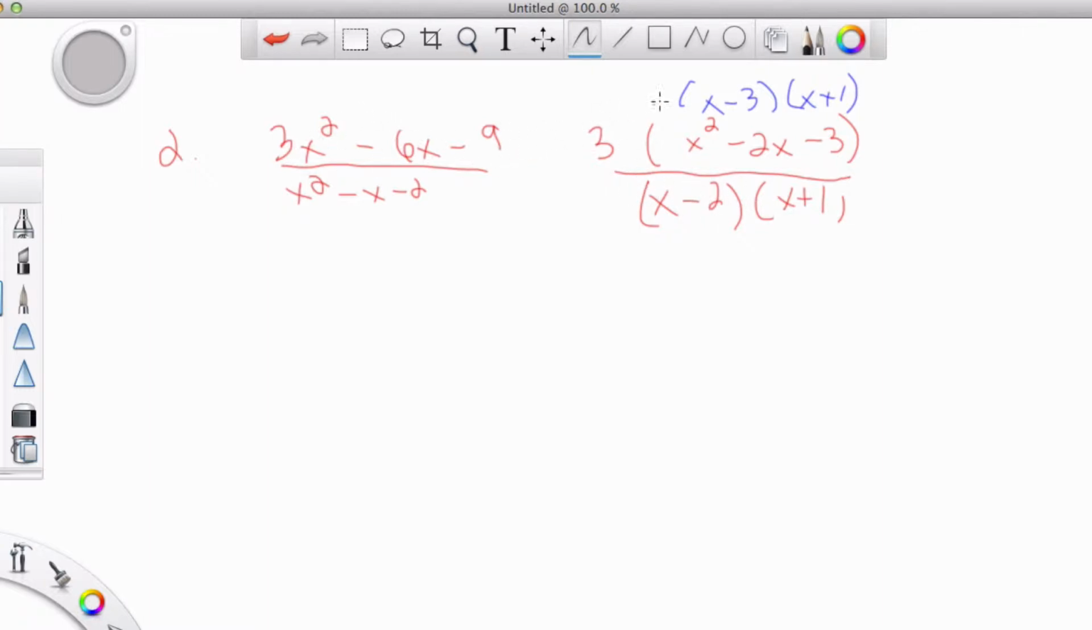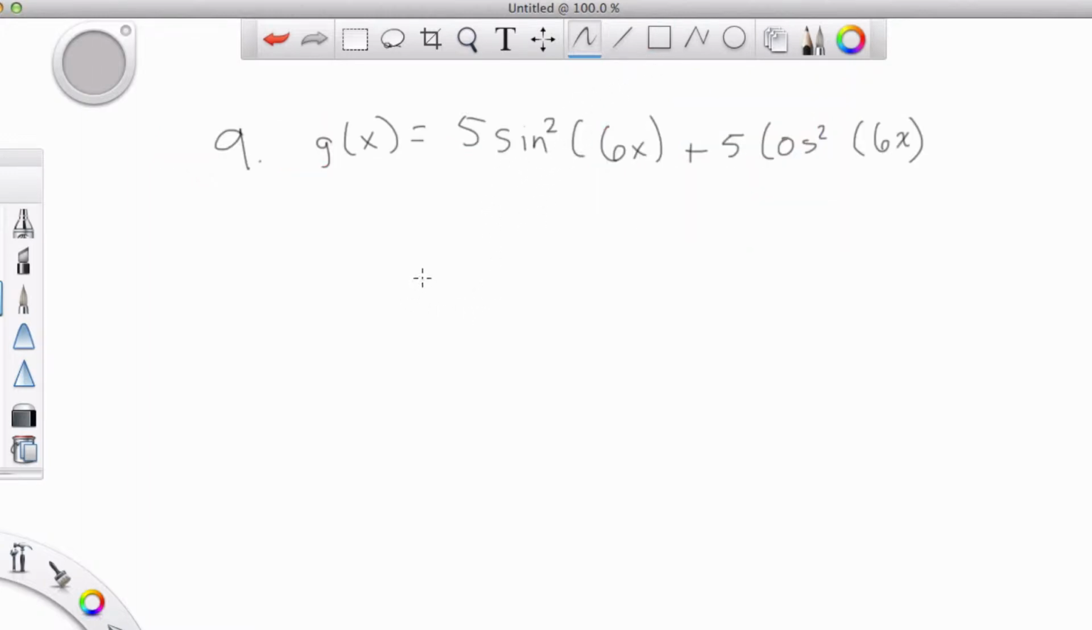I factored the 3 out of here, and then I factored the numerator in blue, and then the denominator is factored there. But x can't be -1 because that's going to make the denominator 0, which can't happen. But it's not going to be a vertical asymptote. It's going to be a hole at -1, and at +2, that's going to make the denominator 0 as well, and that's going to be a vertical asymptote. So I'm not sure which answer most of you guys put, but the answer is going to be answer A. That's where you're going to get a vertical asymptote.